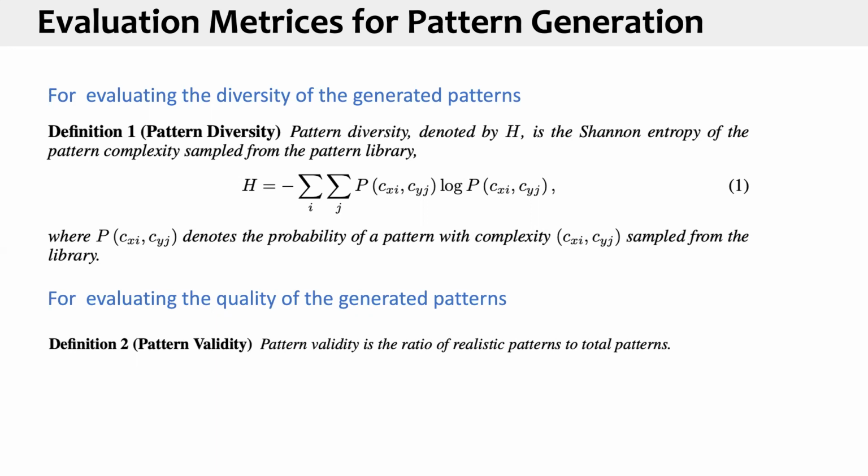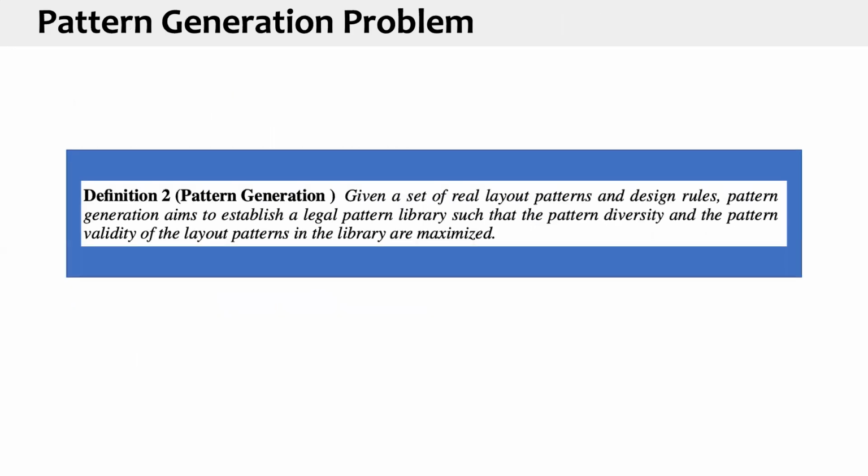patterns. Synthesizing realistic layout patterns is another essential target of pattern generation. To evaluate how realistic the generated patterns are, pattern validity is defined as the ratio of realistic patterns to total patterns. Based on the above evaluation metrics for pattern generation, the fundamental framework of pattern generation can be formulated as follows. Given a set of real layout patterns and design rules, pattern generation aims to establish a legal pattern library such that the pattern diversity and the pattern validity of the layout patterns in the library are maximized.